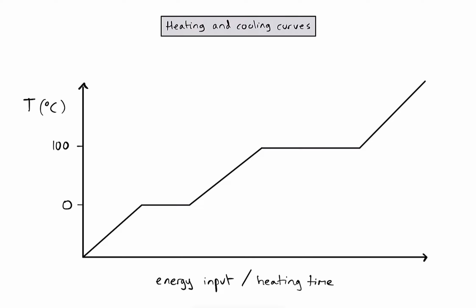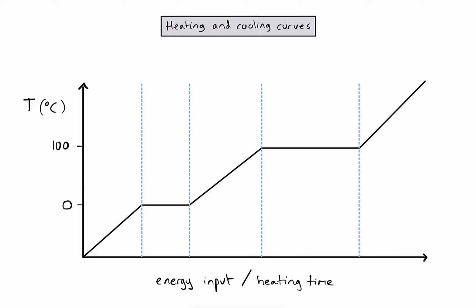And you'll notice on the left hand side, the y-axis, we have temperature, in this case in degrees Celsius. Along the bottom on the x-axis we have energy input or heating time. So we're effectively heating my substance consistently and measuring the temperature as we go along. The first thing to notice is that we can break this graph into 5 sections. The first section is increasing, the second section is flat, then increasing, and then flat, and then increasing again.